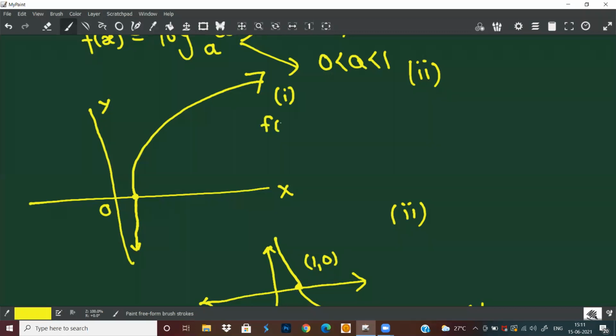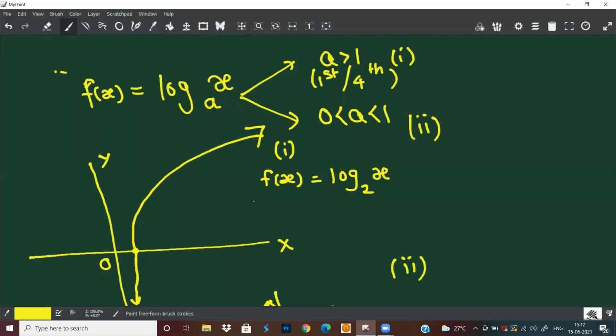Now let us take f of x is log of x to the base 2. See these graphs now, sir has said that he has already done them, but anyway, I will go slow, no problem. What I was explaining is f of x is log of x to the base a. In my first case, a is greater than 1.